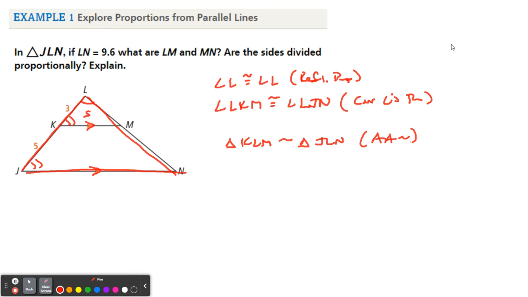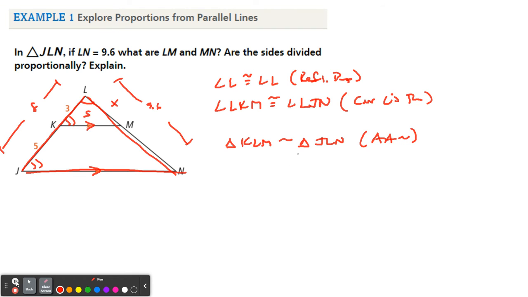So now, based off of what I'm given, I should be able to create some proportions allowing me to use the numbers I'm given, right? So if I take a look, I want to find what LM is. So LM is here, so let's call this X, right? So let's create a proportion, and they gave us that LN is 9.6, right? Over here, they gave me 3 and 5. So I know that this side is 3. I also know that this long side is 8 by adding them.